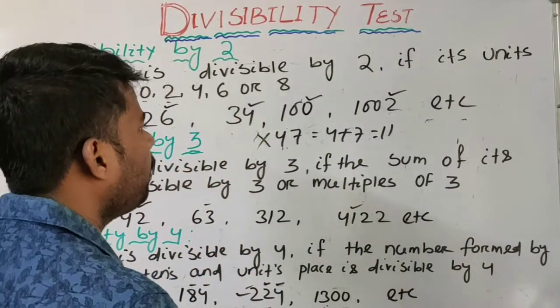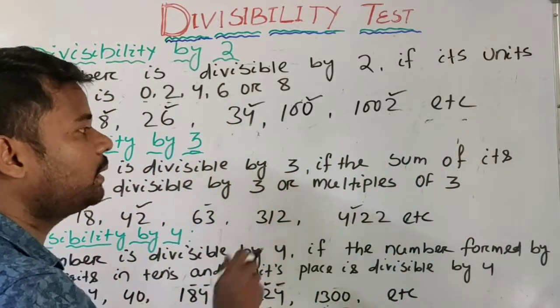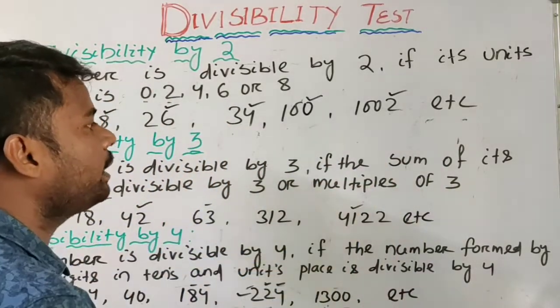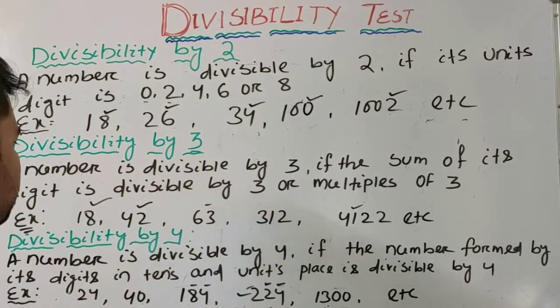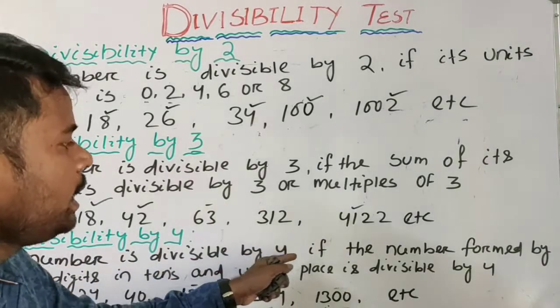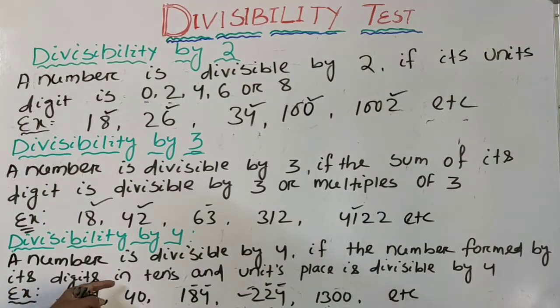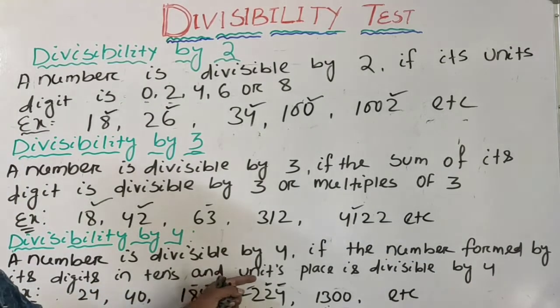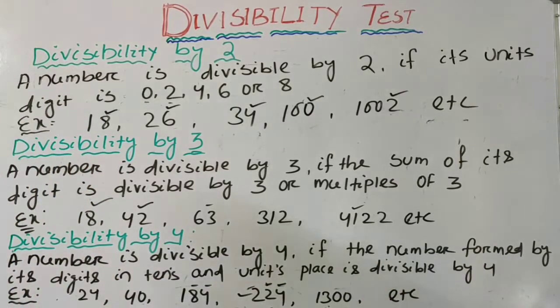So any number whose sum of digits is a multiple of 3 or divisible by 3, those numbers are divisible by 3. Now we will learn divisibility by 4. A number is divisible by 4 if the number formed by its digits in tens and units place is divisible by 4. For that I have taken some examples.